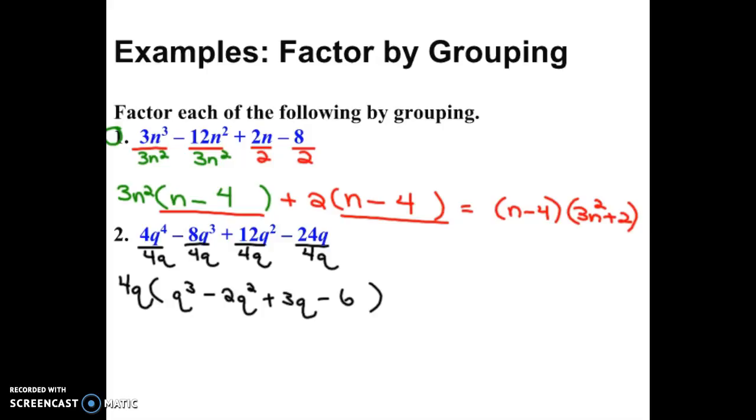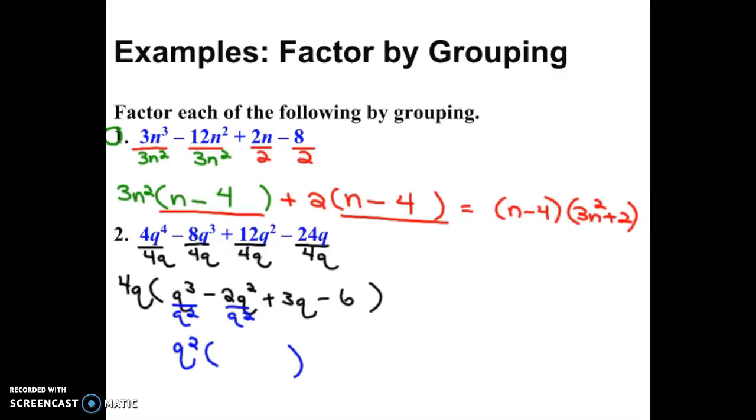What I'm going to do now is group the first 2 terms that I have in the parenthesis. I'm going to group them like I did in problem 1. So the greatest common factor of those is actually q squared. I end up taking out a q squared and writing what I have left.